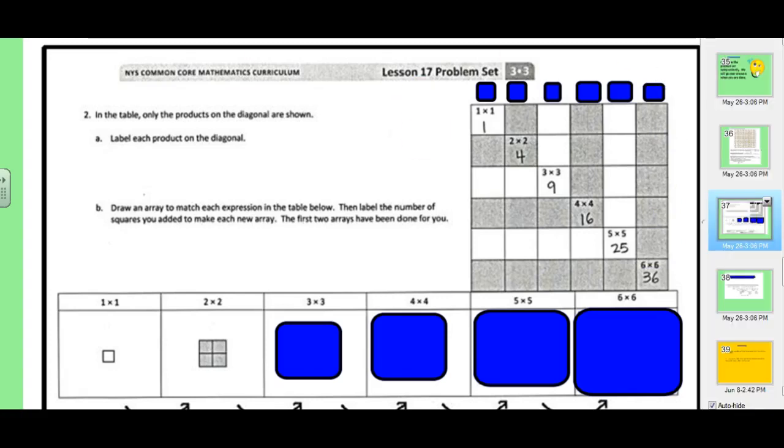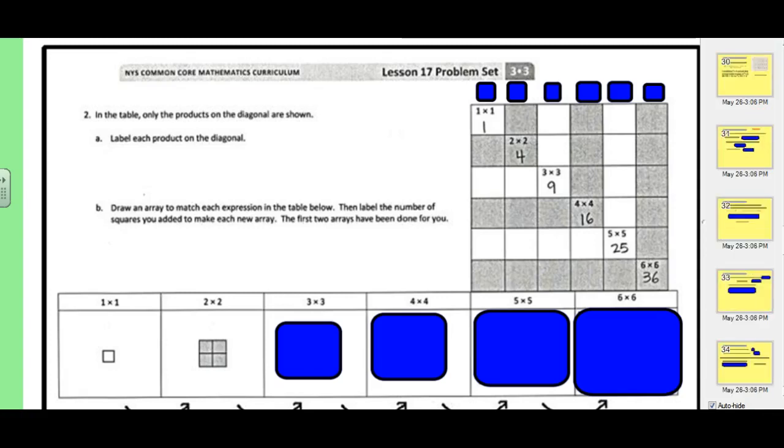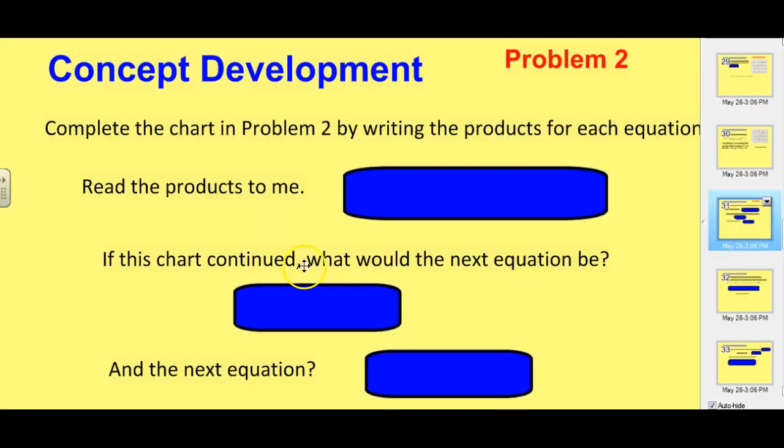So when we go back to the concept development, it says to look at the chart, and if it continued, what would the next equation be? So we went 1 times 1, 2 times 2, 3 times 3, 4 times 4, 5 times 5, 6 times 6. So you can kind of see the pattern that we're taking. So what would the next equation be if we were to continue going in that table? I want you to write that equation on your board.